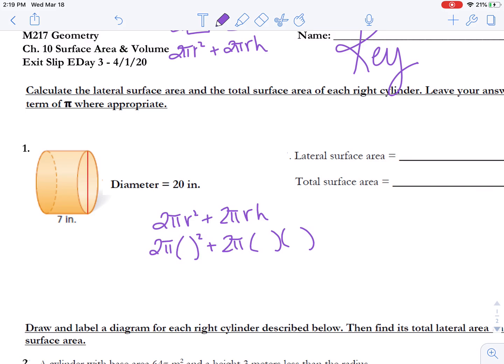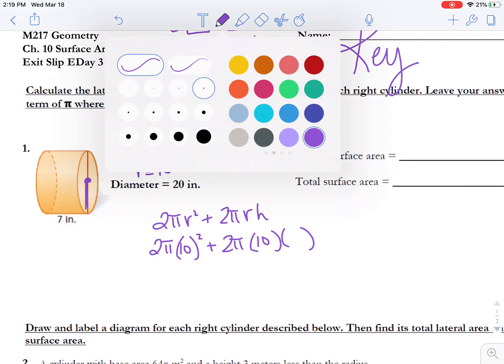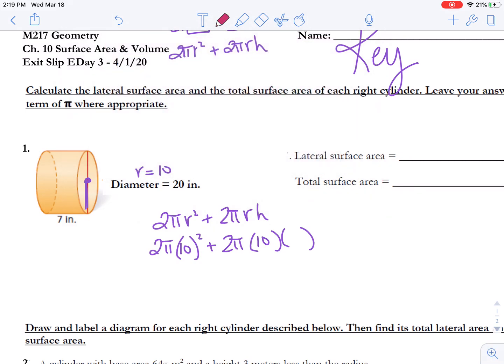The two variables we need to plug in are the radius of the cylinder and the height of the cylinder. So the radius is going to be half of the diameter. So if the diameter is 20, that means the radius is 10. So wherever I see r in my formula, I'm going to put in a 10. And just like the other prisms from yesterday, the height of the prism is going to be the distance between the two circles. So in this case, our height of our cylinder is 7. So plug that in and then compute.